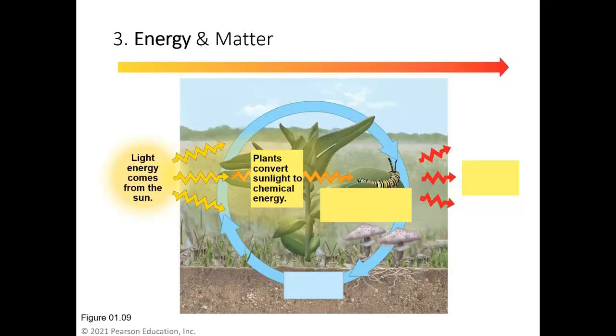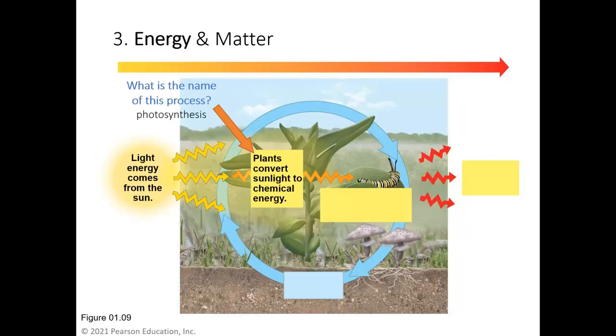Sugar is a molecule that stores energy that the organism can then use, and that's why we call it chemical energy. It's energy stored in the chemical bonds holding the sugar molecule together. In a future chapter, we'll discuss in detail exactly how it does this, but for now, I just want you to know the name of this process: photosynthesis.